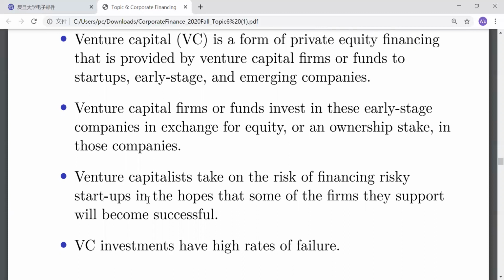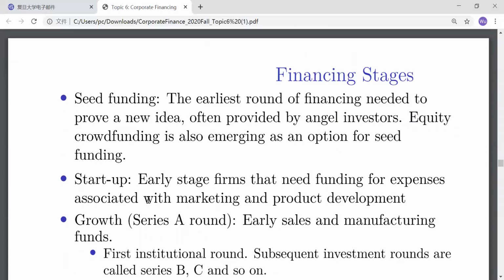Maybe 29 of 30 firms fail, right? But as long as one company succeeded, then it will be enough to cover the losses. So that would be the idea. So that's why VC investment, because they invest in those risky startups, that's why they have a high rate of failure.